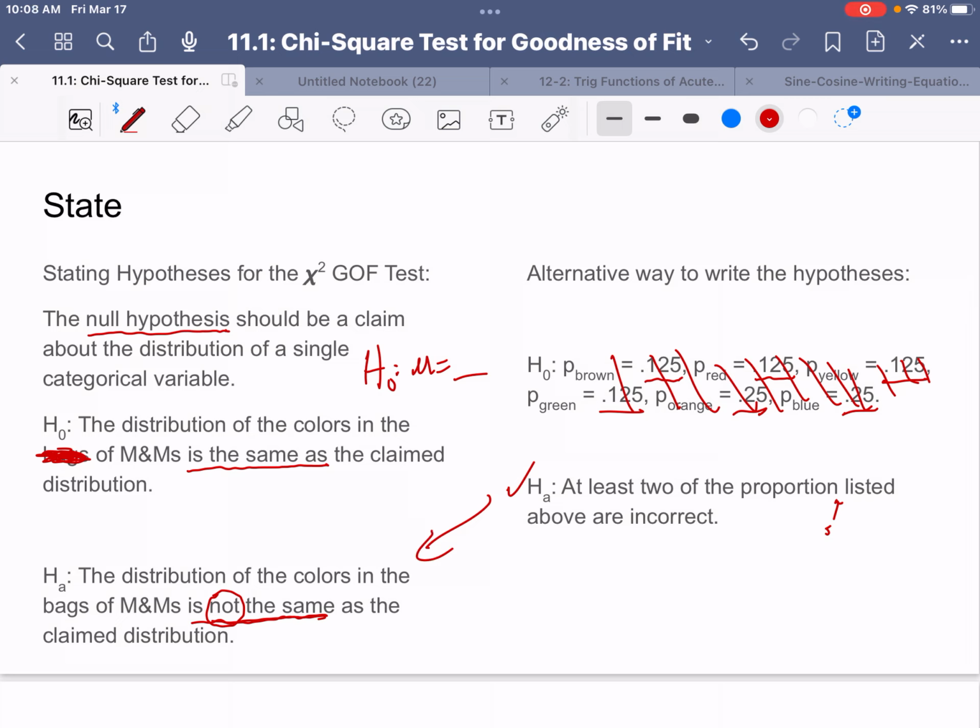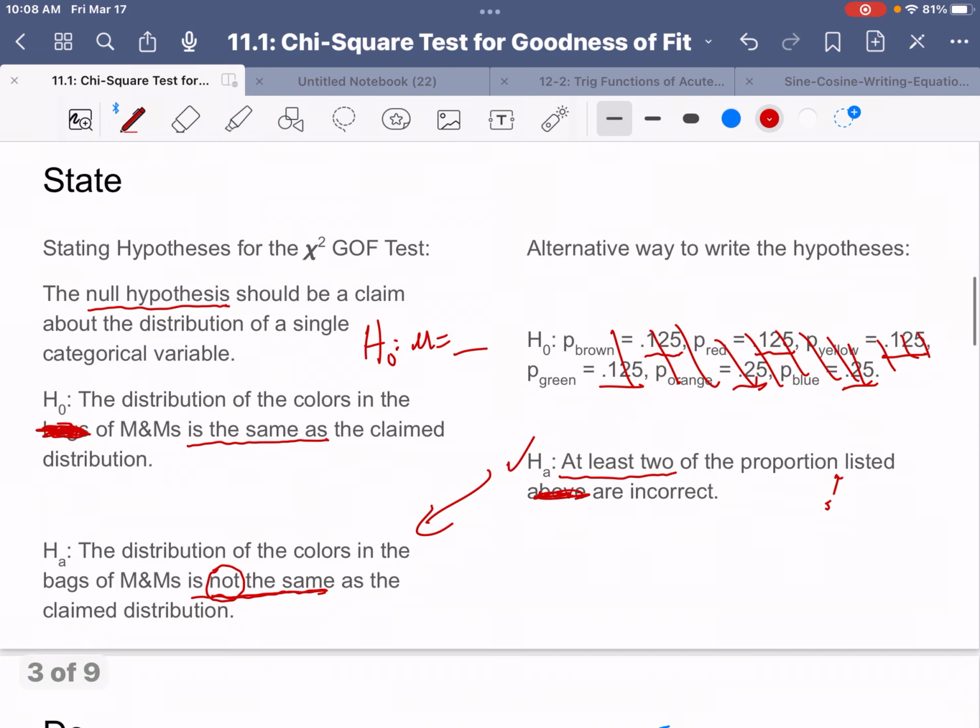At least two of the proportions listed above are incorrect. You can say at least two of the proportions are incorrect. Now, why do you have to say at least two? Well, if one of the proportions is wrong, then there must be at least one other one that's wrong, making the other one tip and be wrong. Okay, so you state your hypotheses.